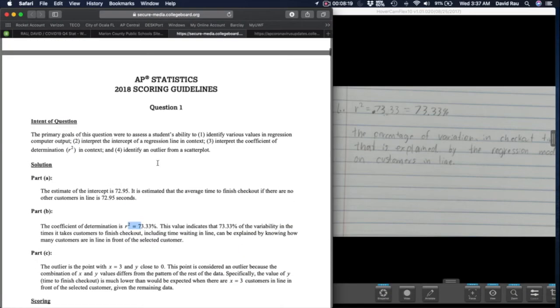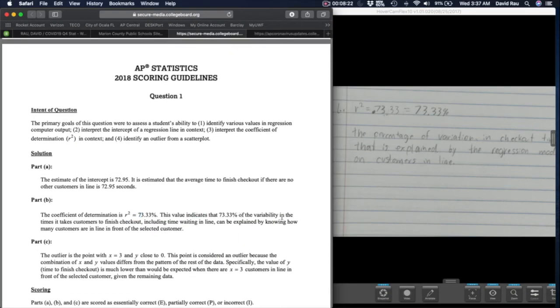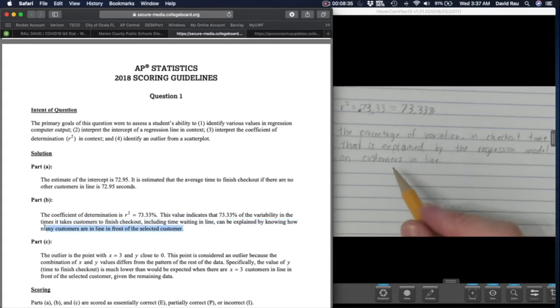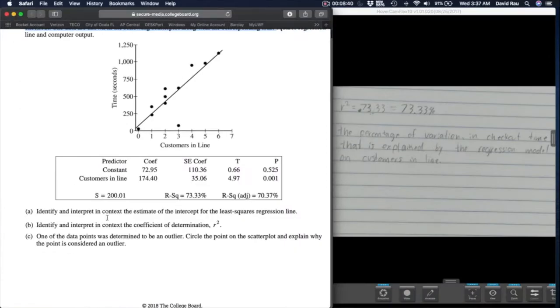Again, look at the scoring guidelines. 73.33% of the variability in the time it takes a customer to finish checking out, including wait times, they're being a little more descriptive, can be explained by knowing how many customers are in line. So in other words, the regression model on customers in line, or you might just want to say explained by the explanatory variable.